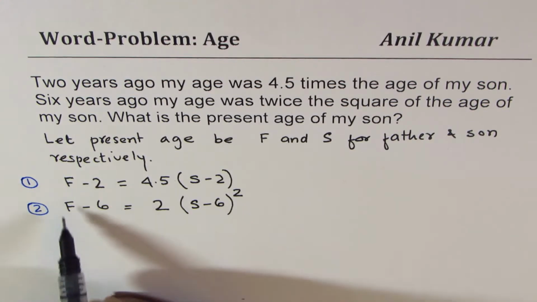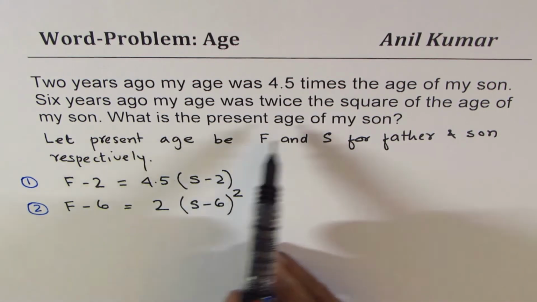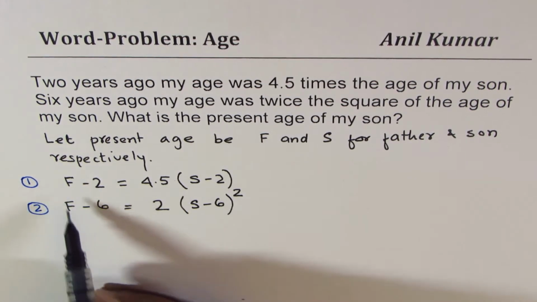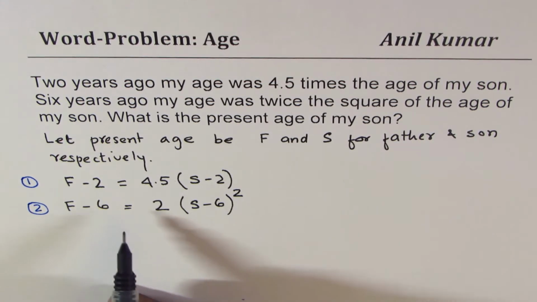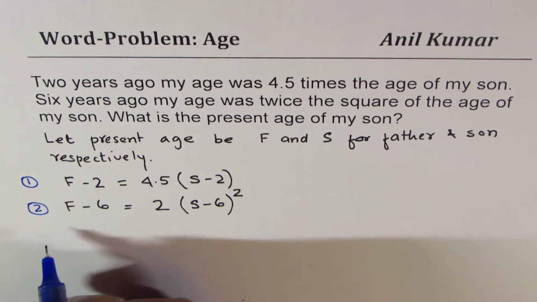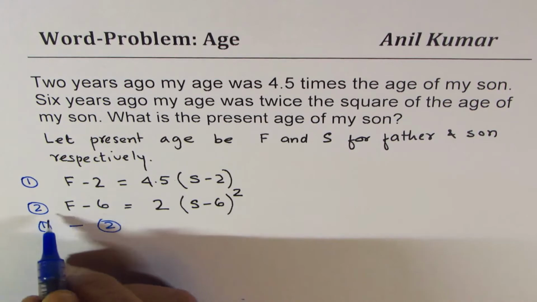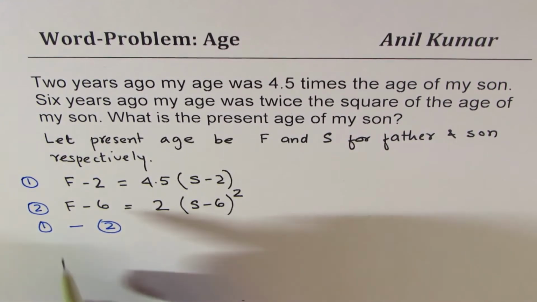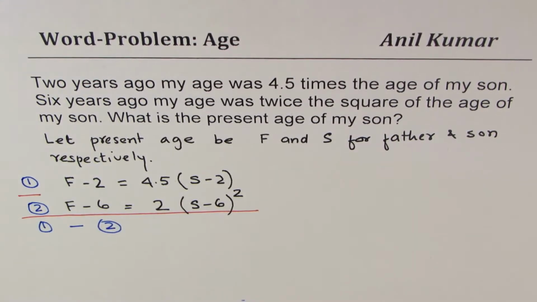Now the idea is to solve these two equations and find the value of present age of my son, which is S, right? So we can eliminate F, and then get the age of son. So what we can do here is equation 1 minus equation 2. So think like this. If I take away from here, let's do this takeaway, right? What do we get?